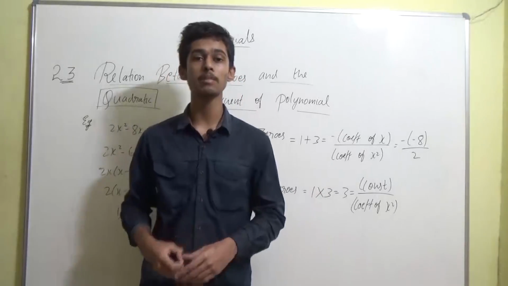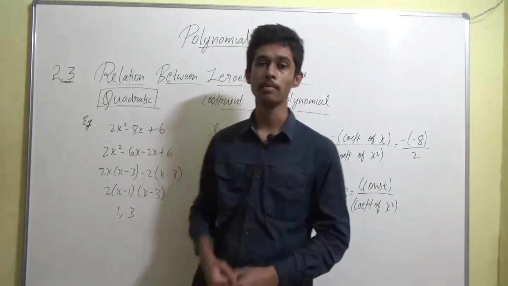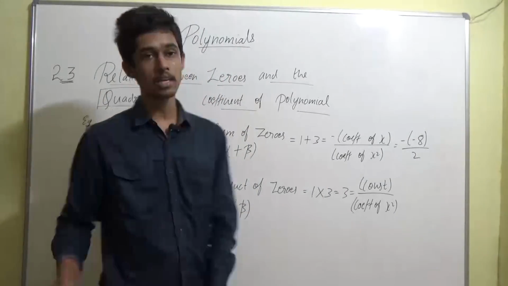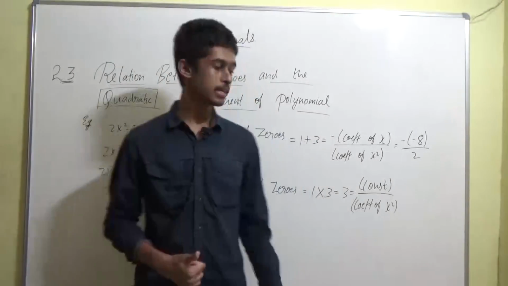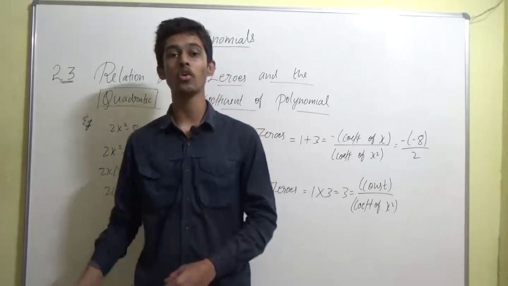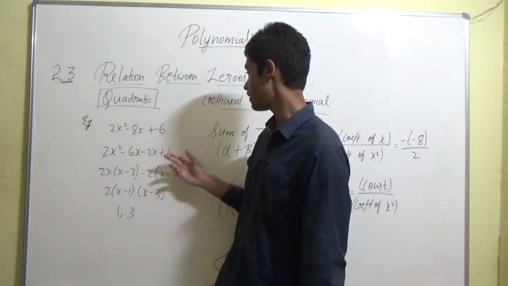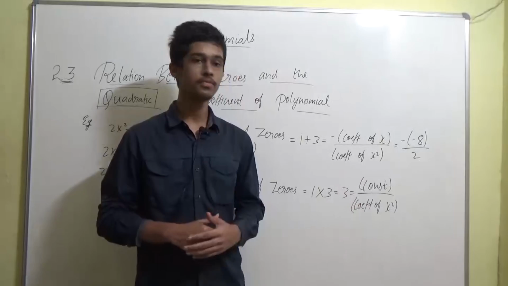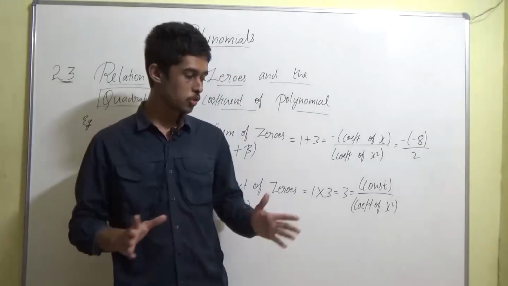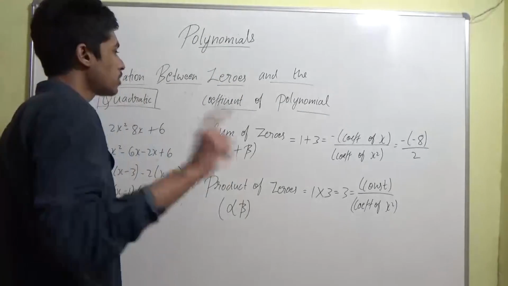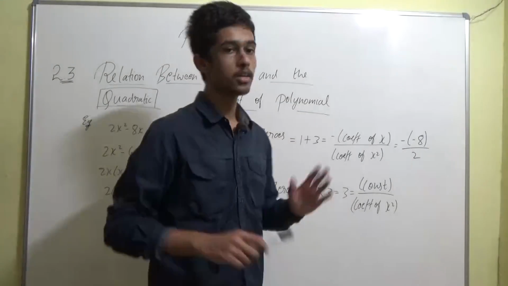Now the second relationship between the zeros of a quadratic polynomial and the coefficients is the product of zeros. Here 1 and 3 are the zeros, right? So the product of zeros, 1 into 3, gives us 3, which is equal to the constant term divided by the coefficient of x square. This is the second relationship. So in a quadratic equation there are two relationships. As we saw, in linear there is only one relationship. In quadratic there are two relationships.